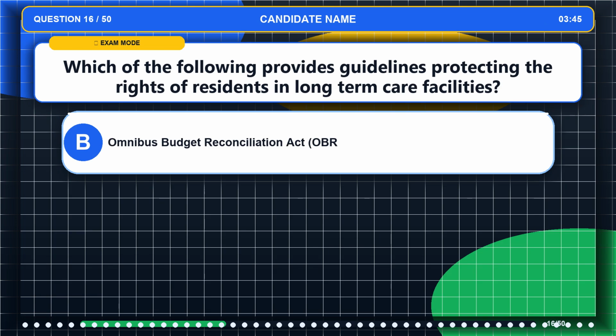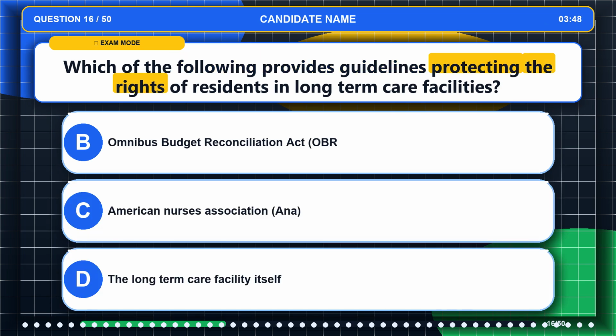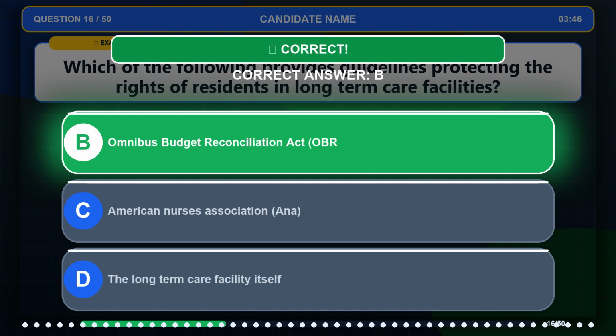Question 16. Which of the following provides guidelines protecting the rights of residents in long-term care facilities? Option B, Omnibus Budget Reconciliation Act, OBRA. Option C, American Nurses Association, ANA. Option D, the long-term care facility itself. The correct answer is option B, Omnibus Budget Reconciliation Act, OBRA.